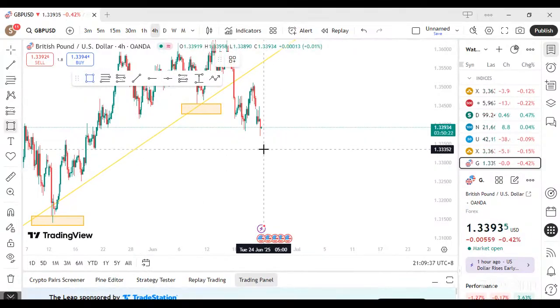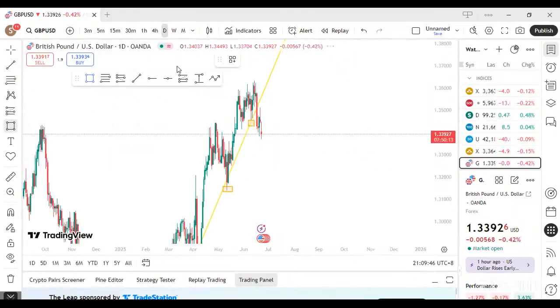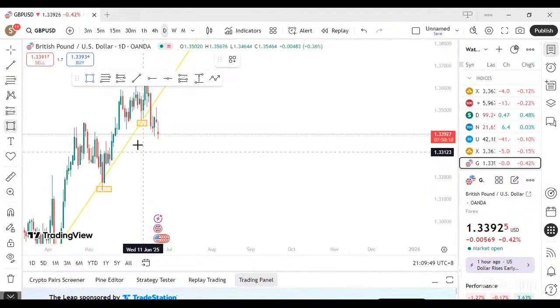Remember, this is a swing trade. We are executing on the hour 4 time frame. So if we are executing on the hour 4, that means the trade is based on the daily time frame. The daily time frame will help you as well if you go up to the daily time frame.